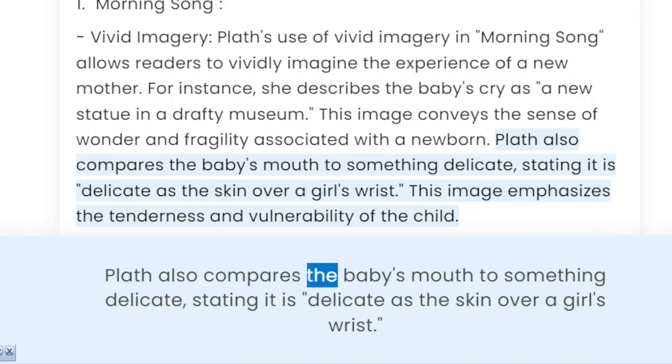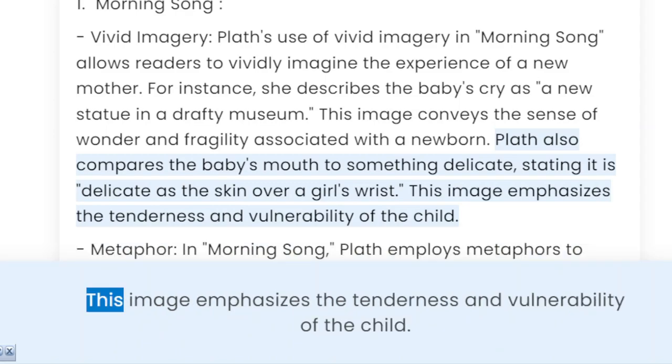Plath also compares the baby's mouth to something delicate, stating it is delicate as the skin over a girl's wrist. This image emphasizes the tenderness and vulnerability of the child.